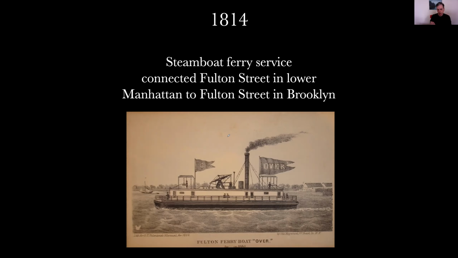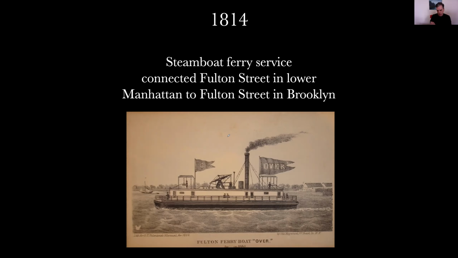So you'll notice if you look at a map, like a lot of the streets in that part of Brooklyn, the name continues on the Manhattan side. You see that over and over again. So there's a Fulton Street in Manhattan and a Fulton Street in Brooklyn.